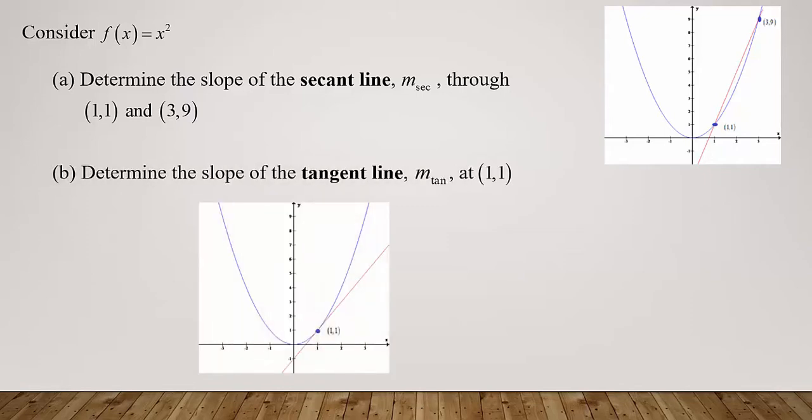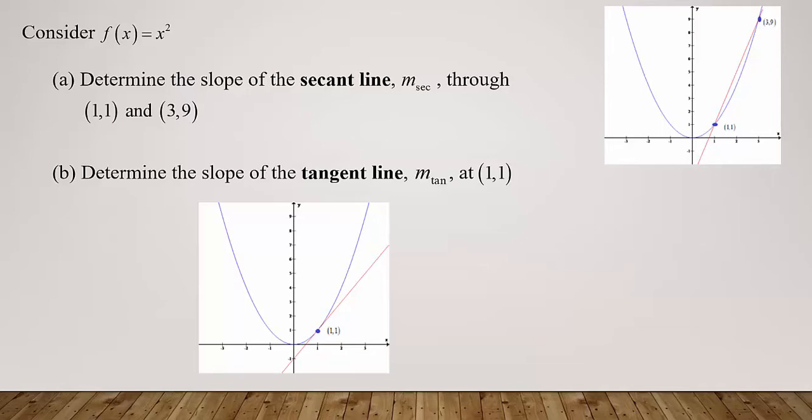Then in part B, we're going to try to determine the slope of the tangent line, which I'll denote as m sub tan, at the point (1, 1). So there's the graph of the function and the graph of the tangent line. In part A, we're finding the average rate of change of the function x squared on the interval 1 to 3. In part B, we're finding the instantaneous rate of change of the function at the point (1, 1).